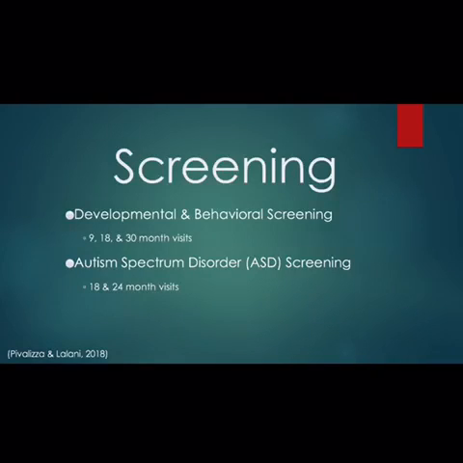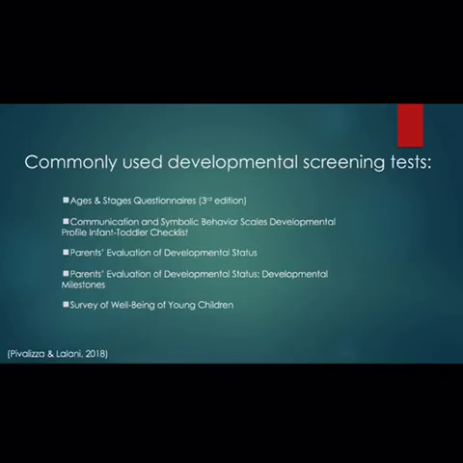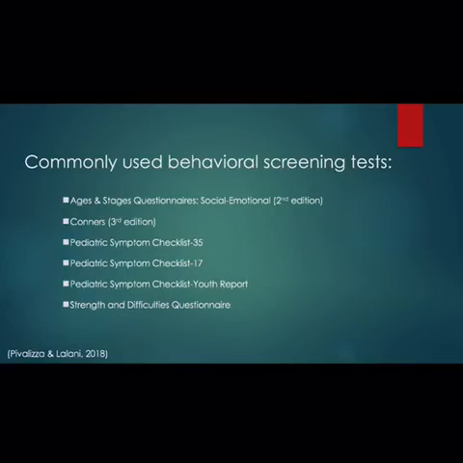Developmental and behavioral screening should be performed at the 9, 18, and 30-month visits and anytime a clinician or parent has concerns about the child's development. Additionally, screening for autism spectrum disorder should be performed at the 18 and 24-month visits. Commonly used developmental screening tests include the following, and commonly used behavioral screening tests include the following.